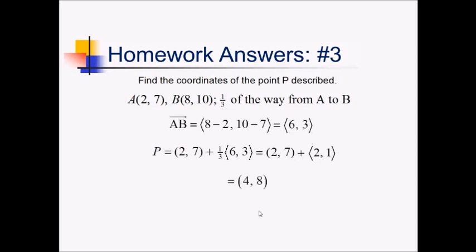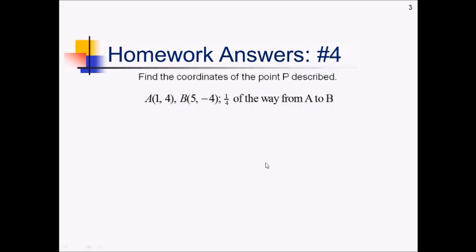On this problem, we're trying to figure out the point that's 1/4 of the distance from A to B. So for that, we need the whole displacement for x and y values, the component form. We'll do 5 minus 1 for the x values, and then -4 minus 4 for the y values. That gives us a component form of 4, comma, -8.